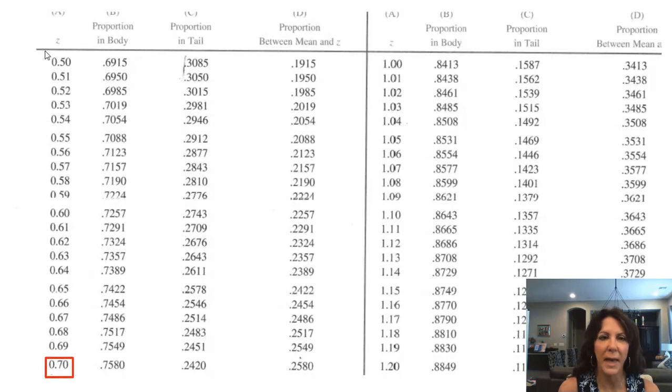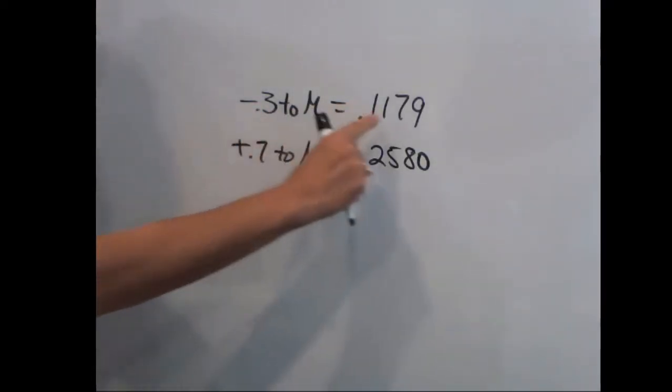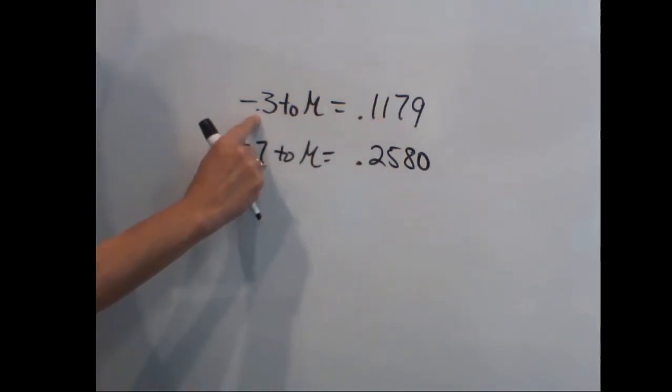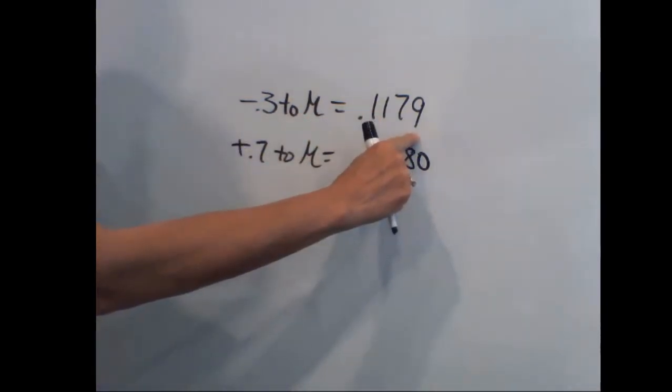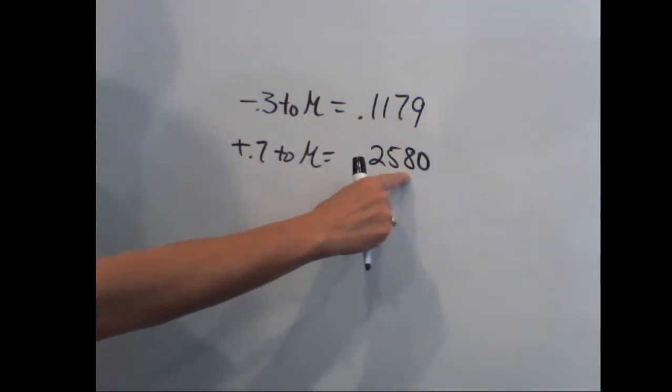The other z-score we had was 0.70. And again, we're looking in column D because we're looking for that proportion between the mean and the z-score, and we end up with 0.2580. So let's take a look and see what that means in terms of the proportion between 55 and 65 miles per hour. From our unit normal table, we saw that the proportion between a negative 0.3 and the mean was 0.1179, and the proportion from a positive 0.7 to the mean was 0.2580.